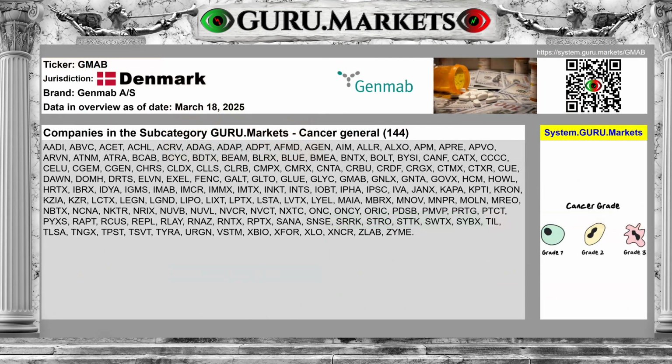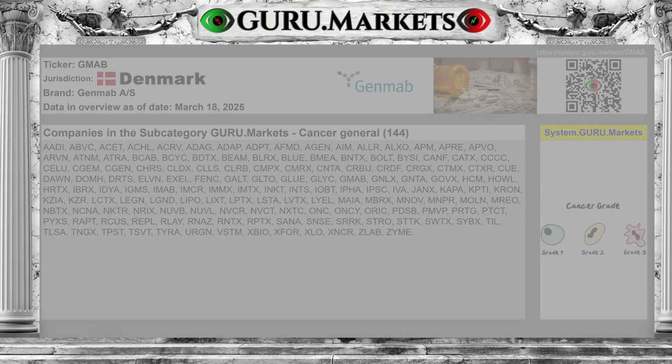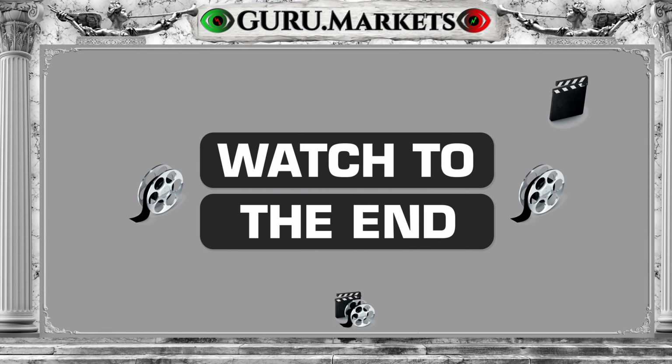We will look at the main fundamental indicators of the company Genmab ADR, ticker GMAB. This review was created based on data as of March 18, 2025. According to Classification Guru, Markets company Genmab ADR belongs to the subcategory Cancer General. 144 companies take part in the analysis. This is very representative. We will see the decisions made at the end of this video.